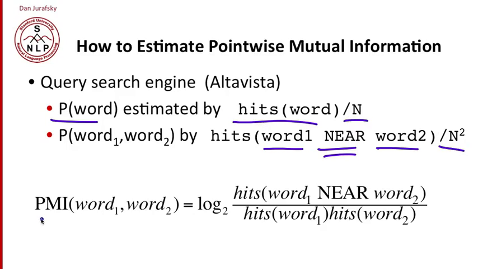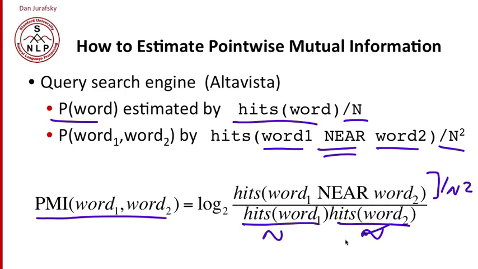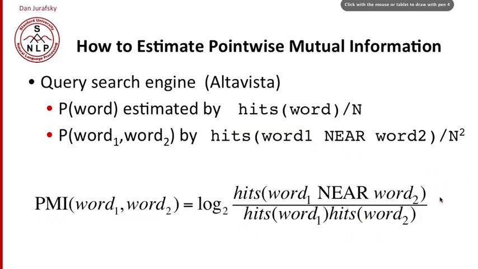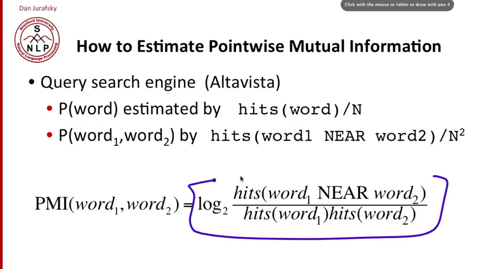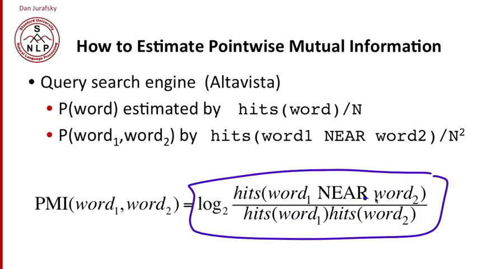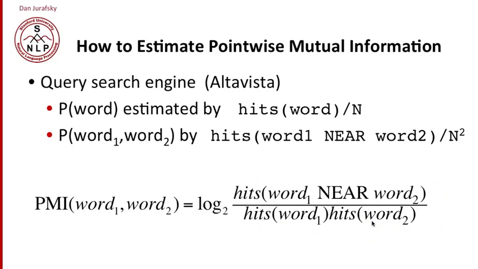By our definition from the previous slide, pointwise mutual information is the probability of the joint, so that's hits of word one near word two over N squared, divided by hits of word one over N times hits of word two over N, and these N's are going to cancel, and we end up simply with this equation. So how many times do the words occur near each other? How many times do they occur individually, multiplied together?